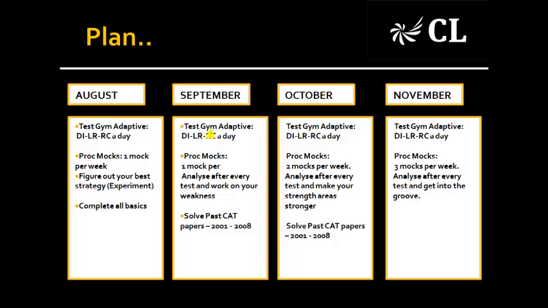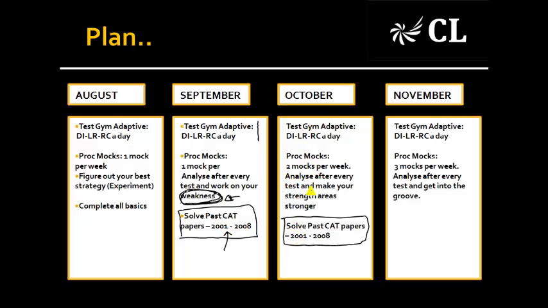In September, we'll add proctored mocks, and we'll use them to work on weaknesses. Whatever weakness we can eliminate, we'll try to eliminate. We still have 2 more months. So in September you should do that, and you should start solving past CAT papers from 2001 to 2008. There are a lot of questions, so I'm assuming that will also slip into October. September and October, you can use to solve past CAT papers from 2001 to 2008.